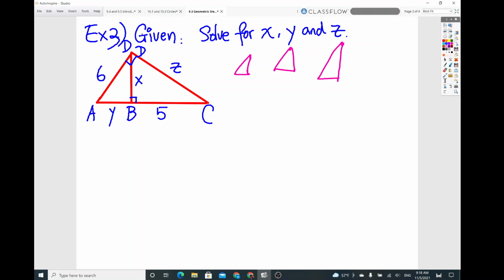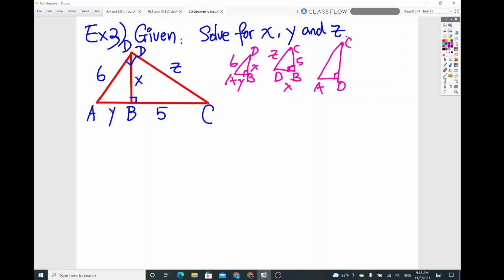So started off with triangle ADB, the small triangle, where B is the right angle. So we got X, Y, and 6. Just label the segments. The medium triangle, we do have triangle DBC, where B is the right angle. Again, label the segments, so we got the base here, X, and then hypotenuse, which is Z, and then the height, so then that'll be 5. And then the large triangle, so we do have the entire triangle here, which is triangle ADC.